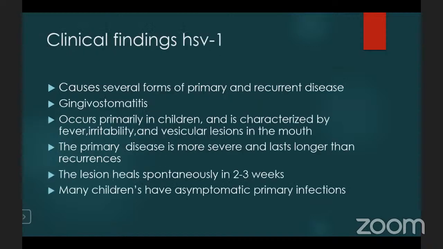Next one is the clinical findings of herpes simplex virus 1. Herpes simplex virus 1 causes several forms of primary and recurrent diseases, that means gingivostomatitis. It occurs primarily in children and is characterized by fever, irritability, and vesicular lesions in the mouth. The primary disease is more severe and lasts longer. The lesions heal spontaneously within 2 to 3 weeks. Many children are asymptomatic in primary infections.